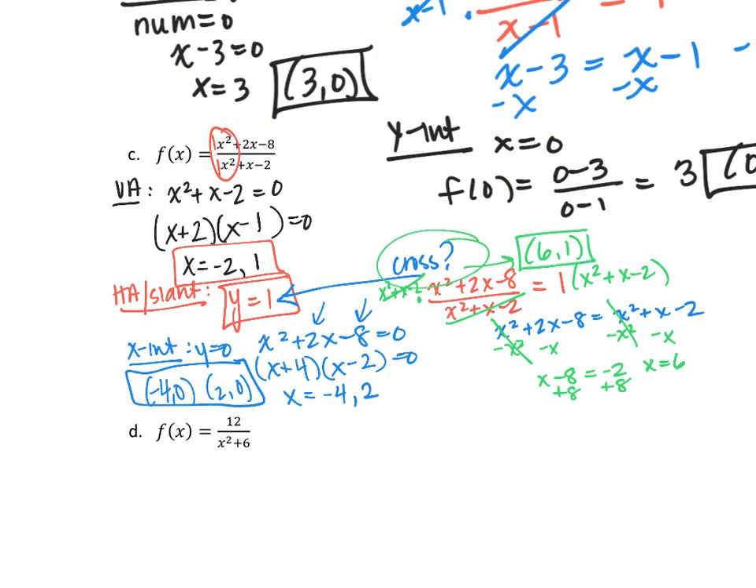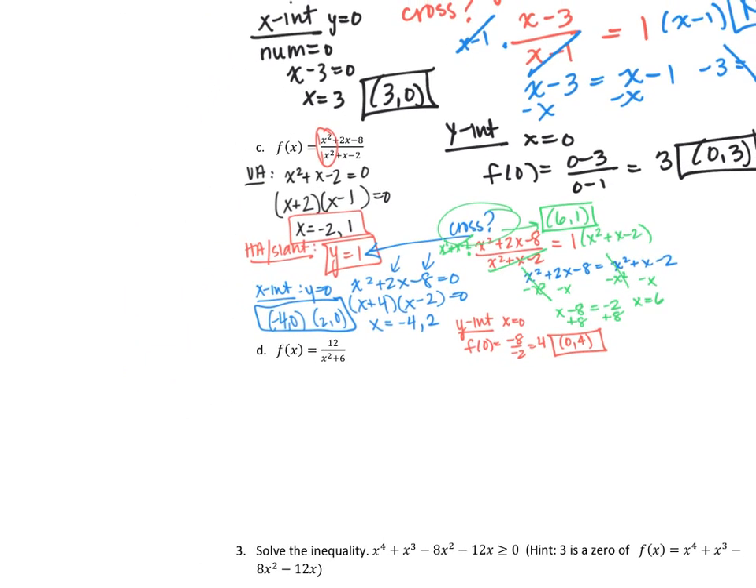So then the last thing I have to find is any y-intercepts, and that happens when our x is 0. So f of 0 will be negative 8 over negative 2, which is positive 4. So we have (0, 4) as our y-intercept. So now to sketch all those details, we'll make our graph.